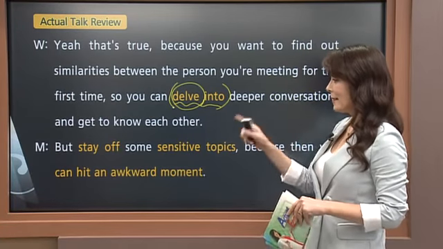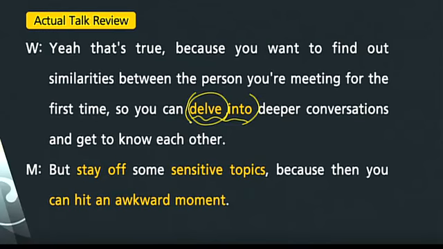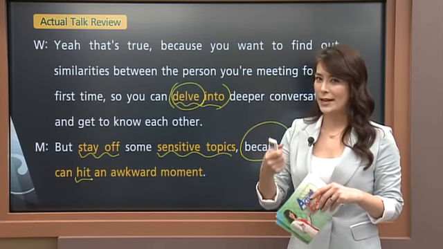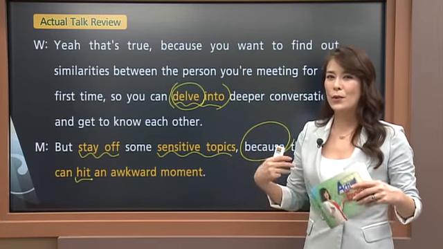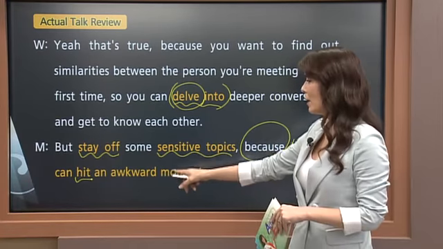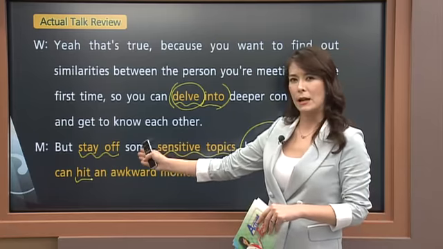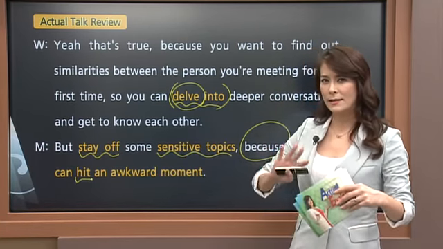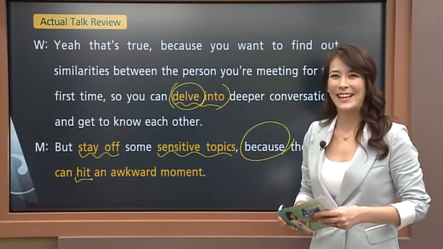Now, Peter says, but stay off some sensitive topics. He's giving some advice. Stay off, okay? Sensitive topics. Why? Because then you can hit an awkward moment. Now, hit in this case does not really mean to punch or hit, but he's saying, well, you can put yourself in a very awkward moment. Let's take a look at what he said, though. He said, but stay off sensitive topics. Stay off. Let's take a look at what that means.